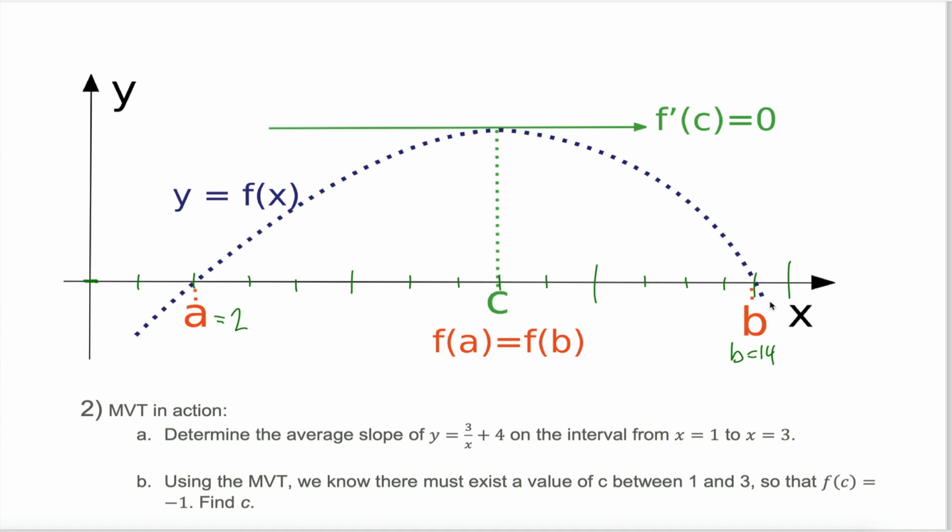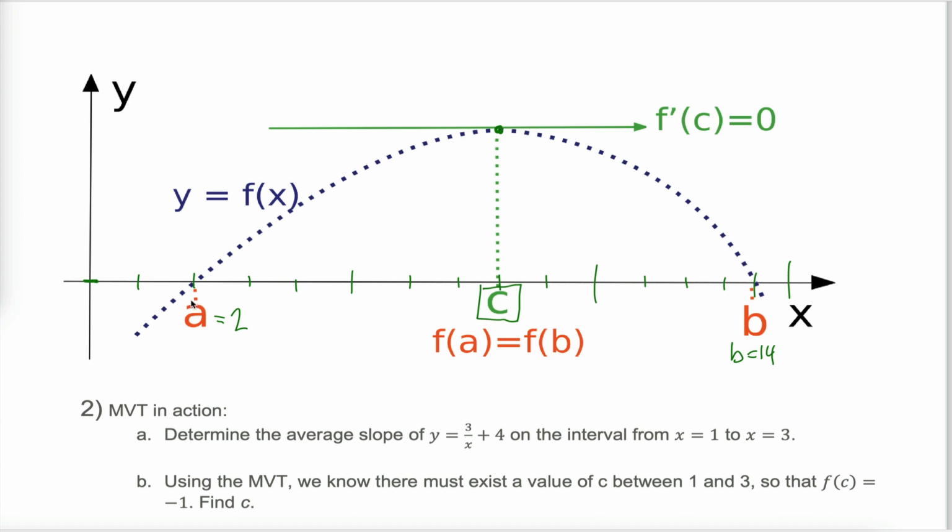And if you're in that case, where the height at the start of the interval is the same as the height at the end of the interval, then there must be some magical number c so that the slope of the tangent line to your curve is equal to 0. If the height of the function is the same at the start and the end, then there must be some point where the tangent line at that point would be horizontal.